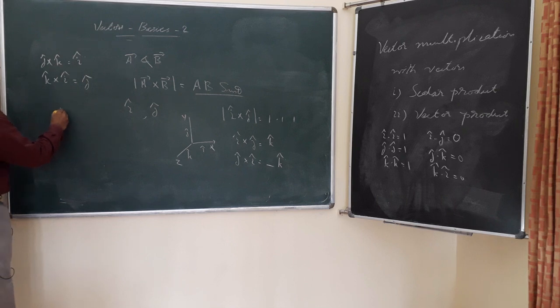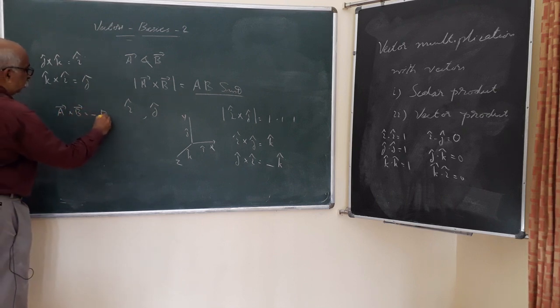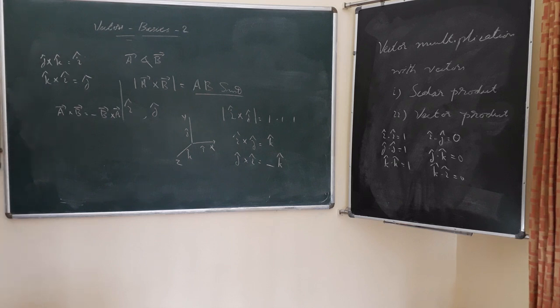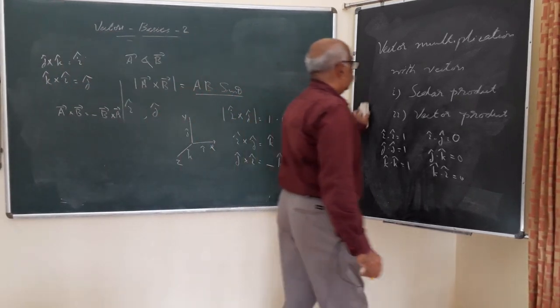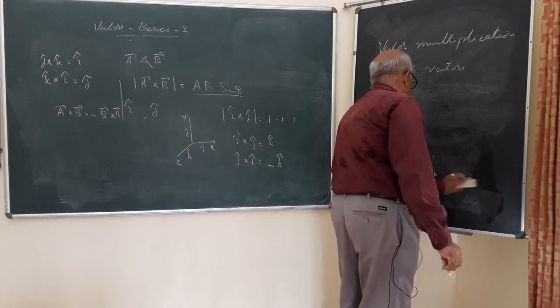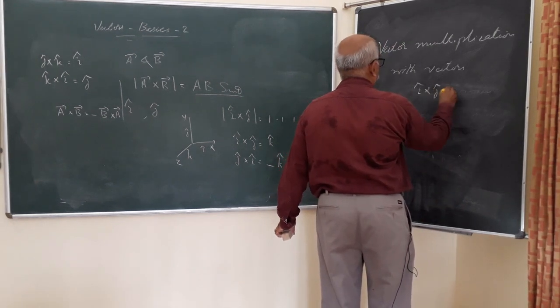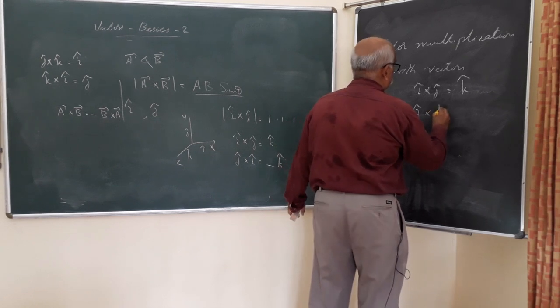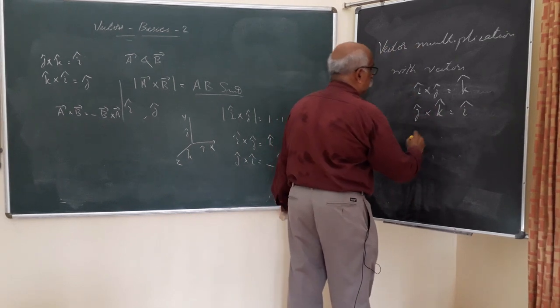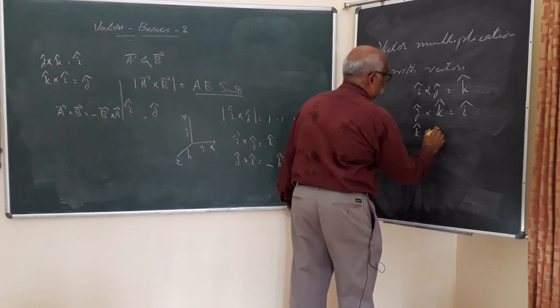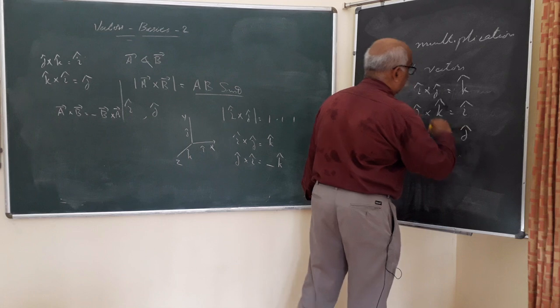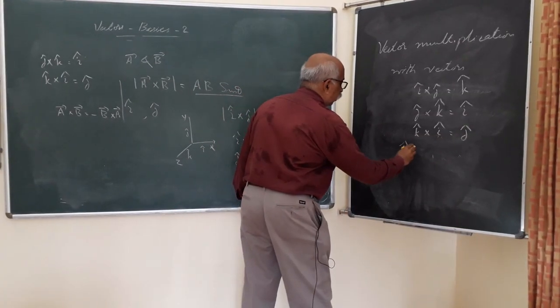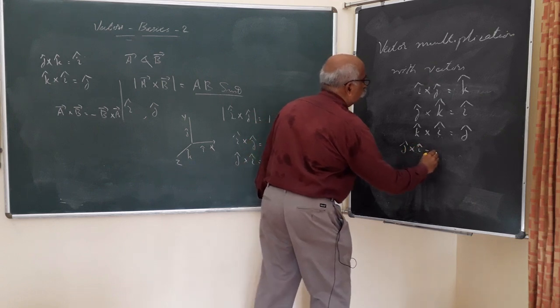That is A cross B. Generally A cross B is equal to minus B cross A. These products are I cross J, J cross K, K cross I. If you take J cross I, that is equal to minus K. Similarly, if the order is changed, it becomes negative.